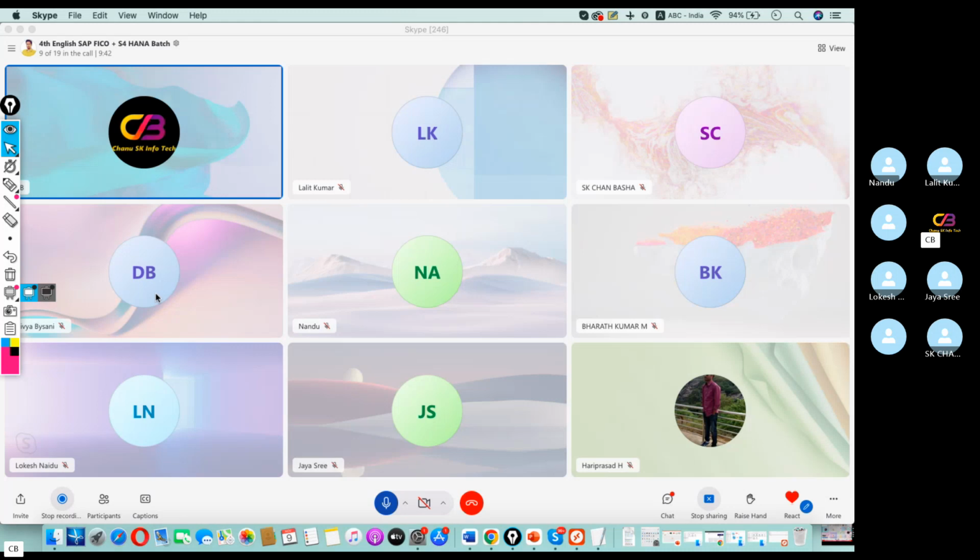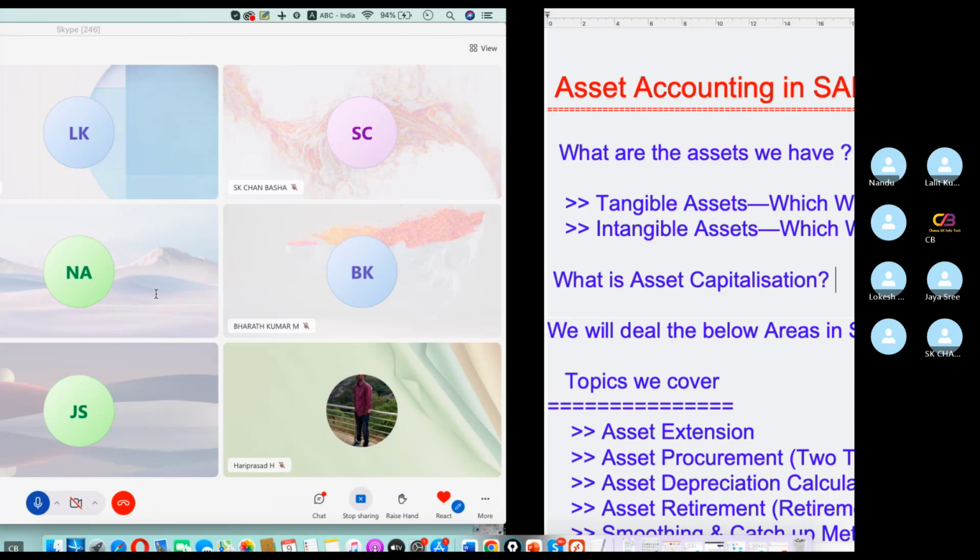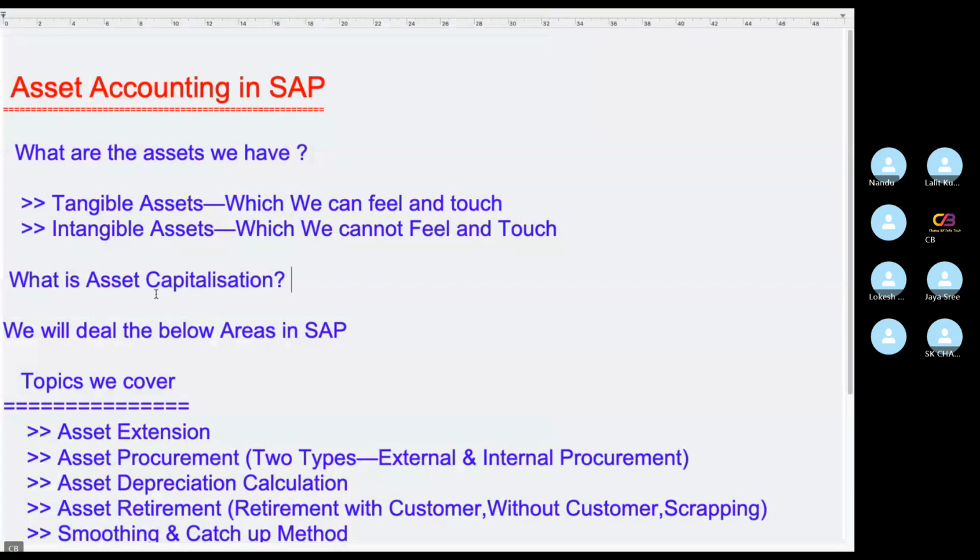Like you procure some asset. Okay, so immediately it should be capitalized, right? Every company has a capitalization limit for assets. Say asset capitalization has a limit. Let's say for example, you purchase a calculator. Shall I treat it as an asset? Shall I treat a calculator as an asset?